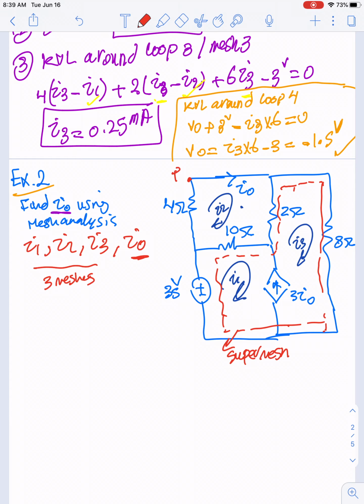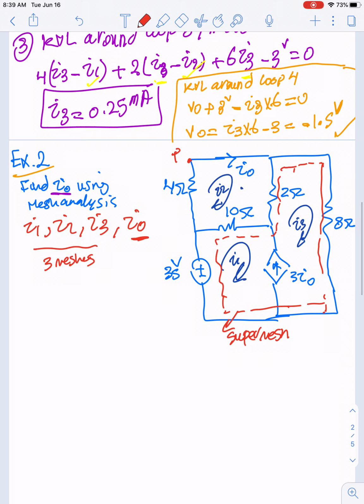So we have here a super mesh. In this super mesh, we are interested in relating the currents. Whenever you have a mesh, you have to relate the current of these meshes together. So we need to relate I1 to I3. In order to relate I1 to I3, we have to do a KCL around a certain node. So I will pick this node, let's call it node Q, and I will do KCL around Q.